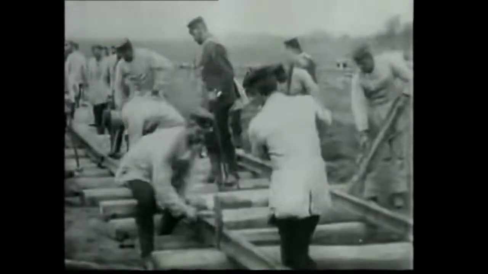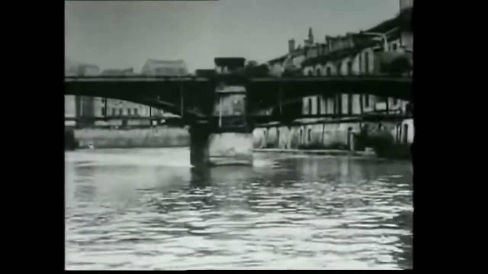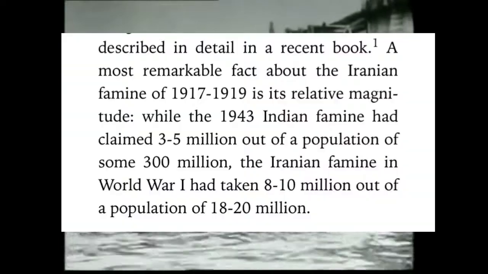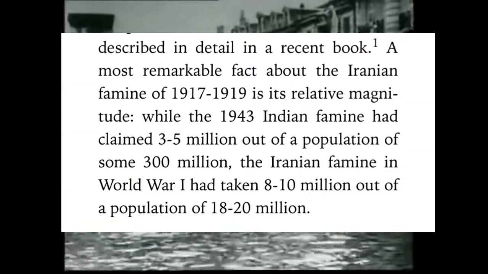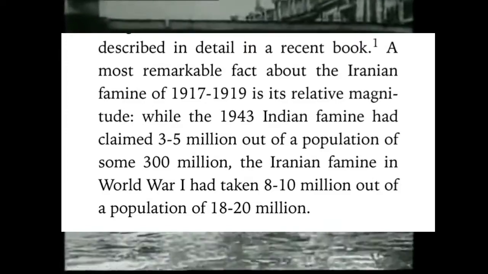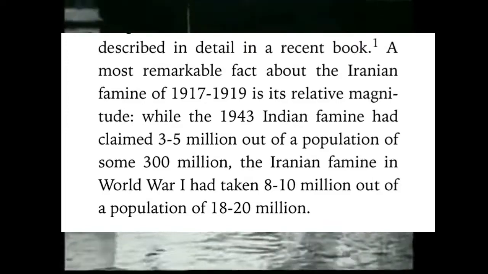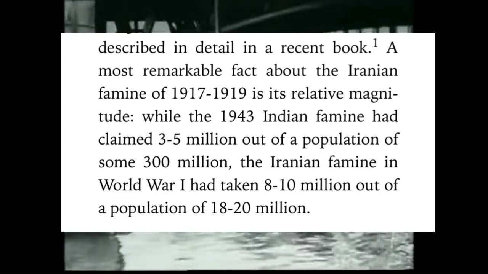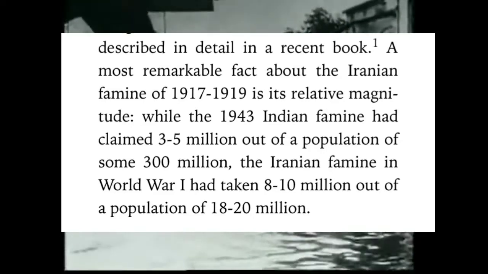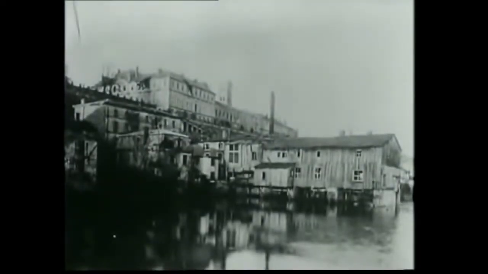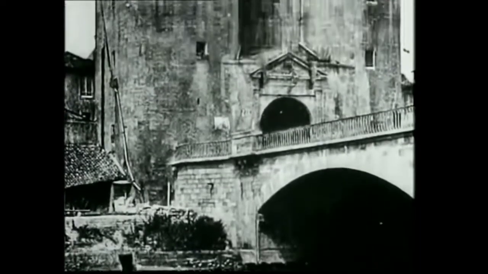"A most remarkable fact about the Iranian famine of 1917 to 1919 is its relative magnitude. While the 1943 Indian famine had claimed 3 to 5 million out of a population of some 300 million, the Iranian famine in World War I had taken 8 to 10 million out of a population of 18 to 20 million." Now, with this number of 8 to 10 million, most academics don't actually agree because most of them are starting from a much lower initial population.